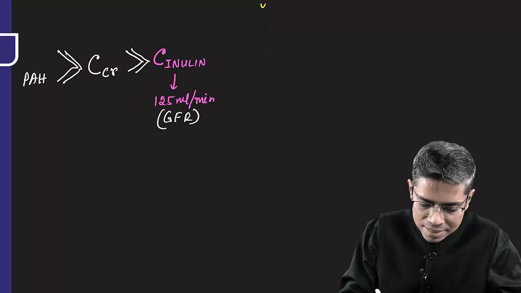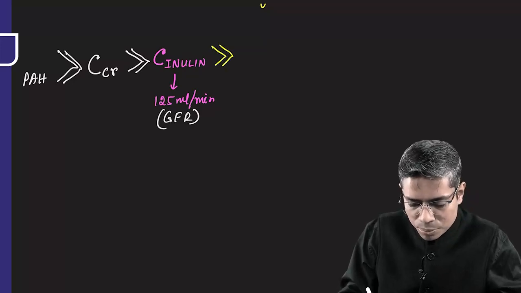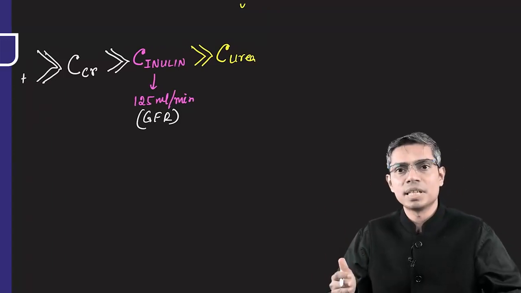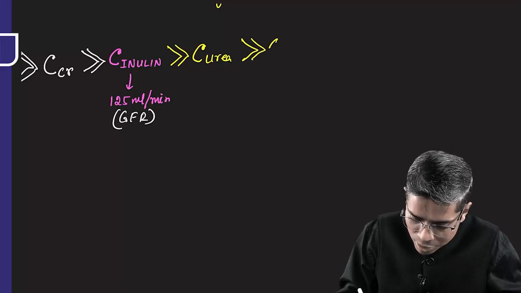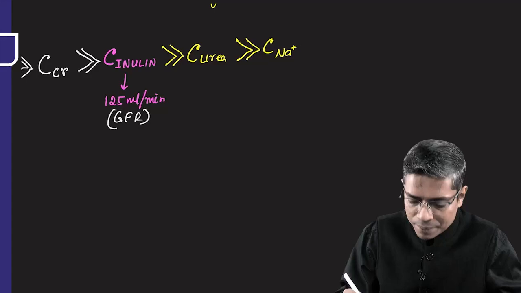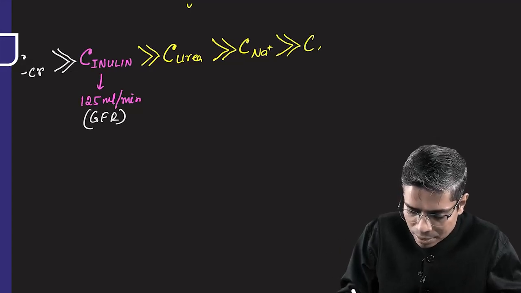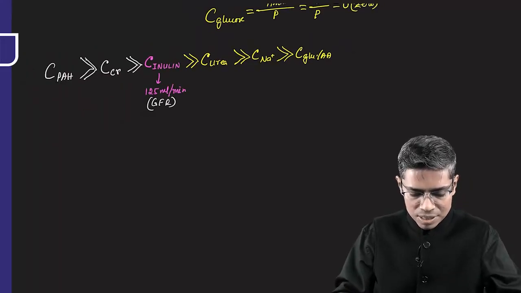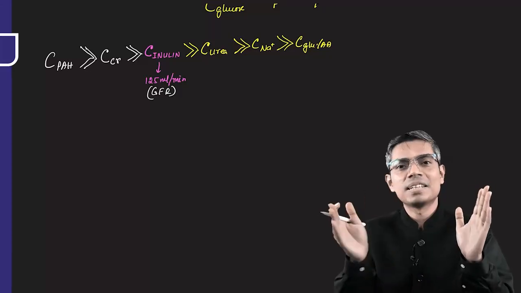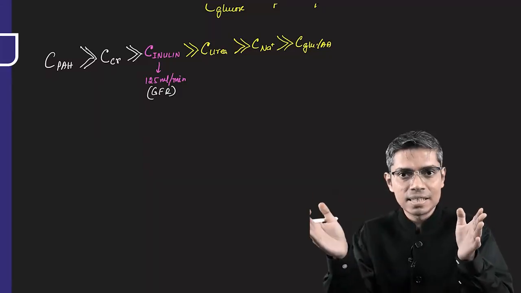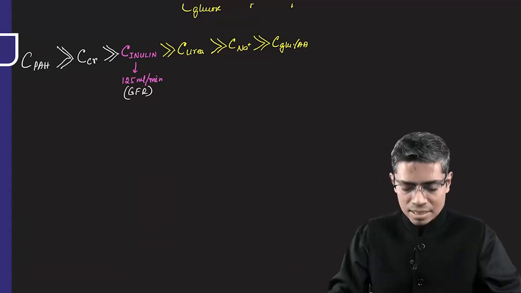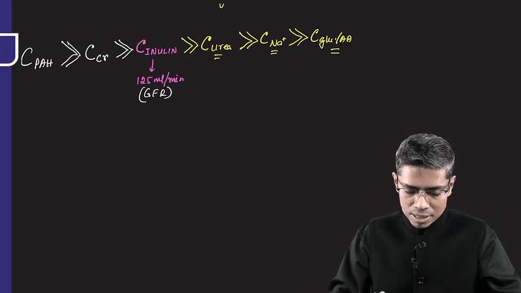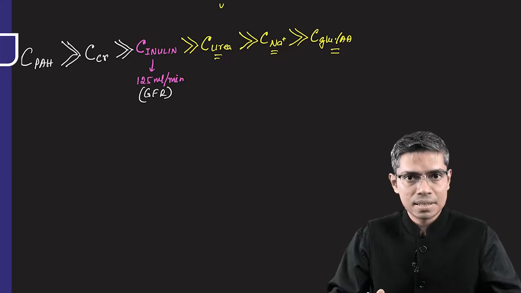Now clearance is lesser than this for which substances you know so far? Clearance of urea, 50% reabsorption. The more the reabsorption, the lesser the clearance. Then clearance of sodium, 99% reabsorption. Okay. And clearance of glucose and amino acids, 100% reabsorption. So this way you have to remember this sequence: clearance of PAH is greater than clearance of creatinine, that is greater than clearance of inulin, that is greater than clearance of urea, that is greater than sodium, that is greater than glucose. Now if I ask you, what is the position of potassium in these cases?